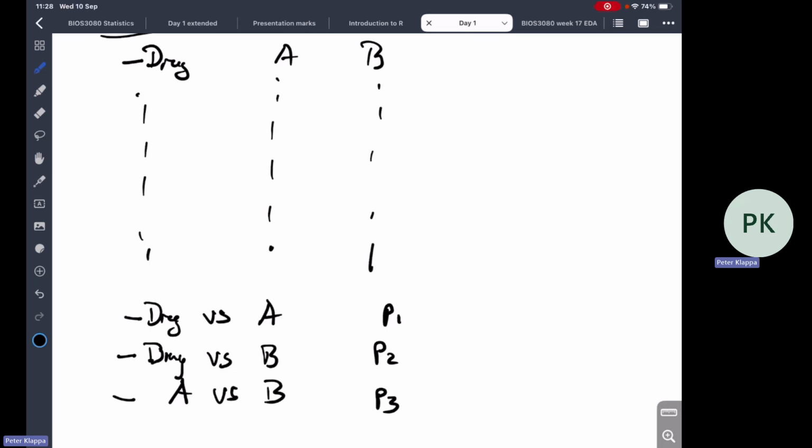And you would now compare them to your significance level. Each one compared to alpha, each one, and say, yes, significant difference, or no, not significantly different. And in theory, all is good.